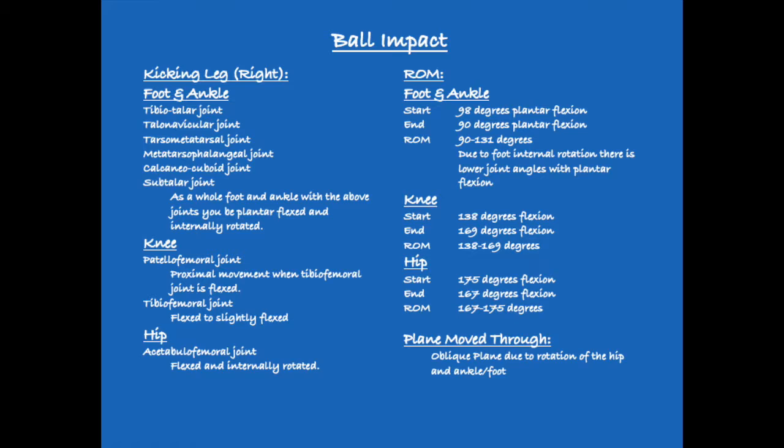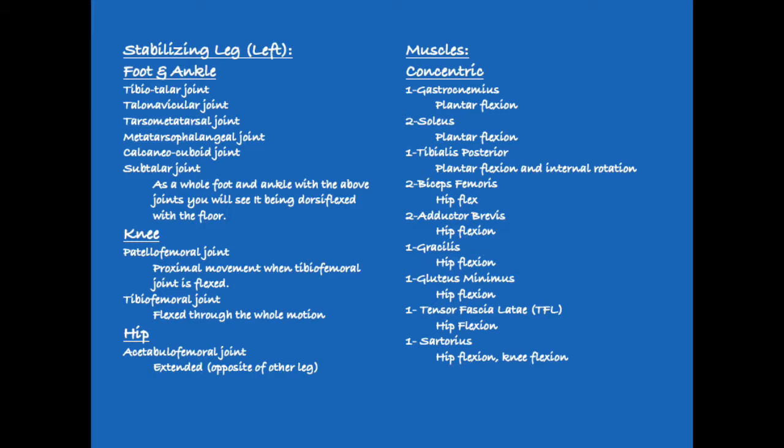They start at the ankle at 98 degrees and end at 90, with a range of motion of 90 to 131 degrees. The knee goes through a total of 138 to 169 degrees as its start and stop point. The hip goes through a total of 167 to 175 degrees as its start and stop point also. The plane of motion that is occurring is the oblique plane due to the rotation of the limbs.